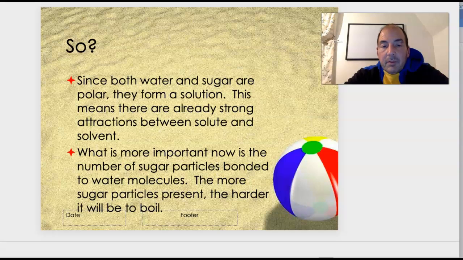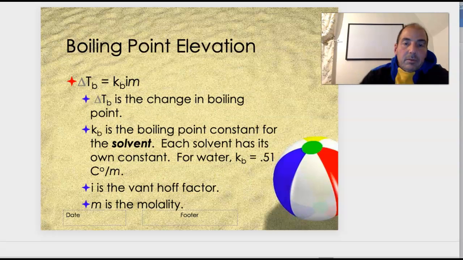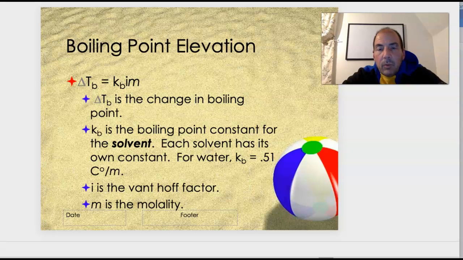So I think I pretty much explained that idea already. The number of sugar particles is more important than what type of particle. Now, I'm showing you this equation for boiling point elevation. Why I'm showing you the equation is not because we're going to do calculations with it. We are not. The AP does not require it. You just have to understand the theory behind it. So I'm showing it just to make sure you understand the theory.